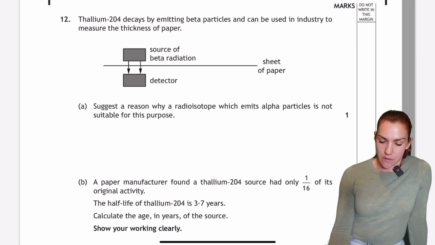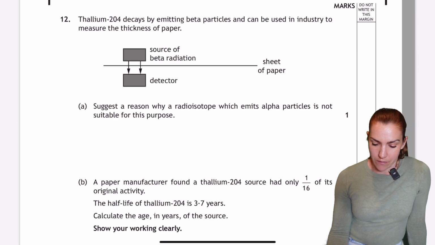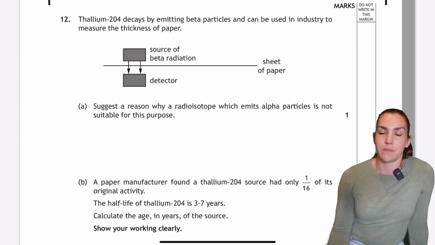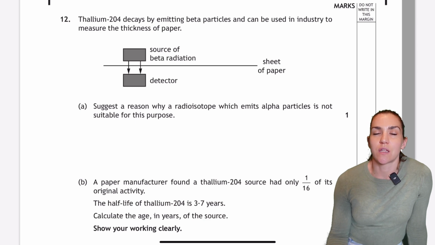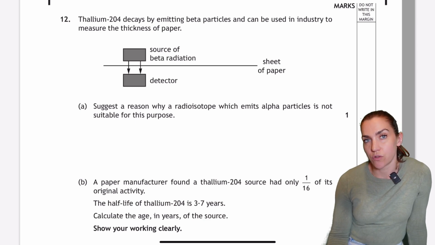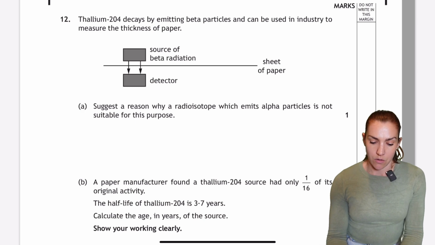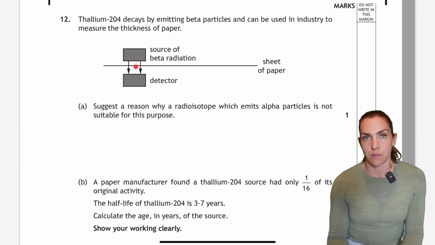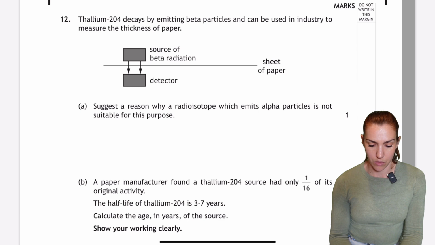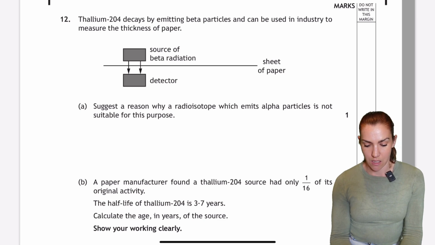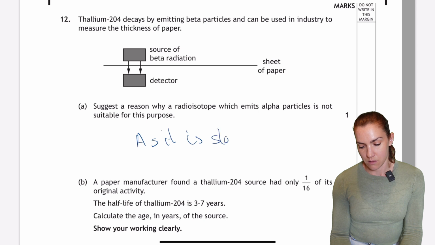The reason why a radioisotope which emits alpha particles is not suitable to measure the thickness of paper is because the alpha particles would not travel through the paper. They are stopped by paper, so they wouldn't be detected. So see how the radiation's coming out of the source, through the paper, and then hitting the detector. If that was alpha, it would just stop at the paper. So all you have to say in terms of the reason is that it is stopped by paper.